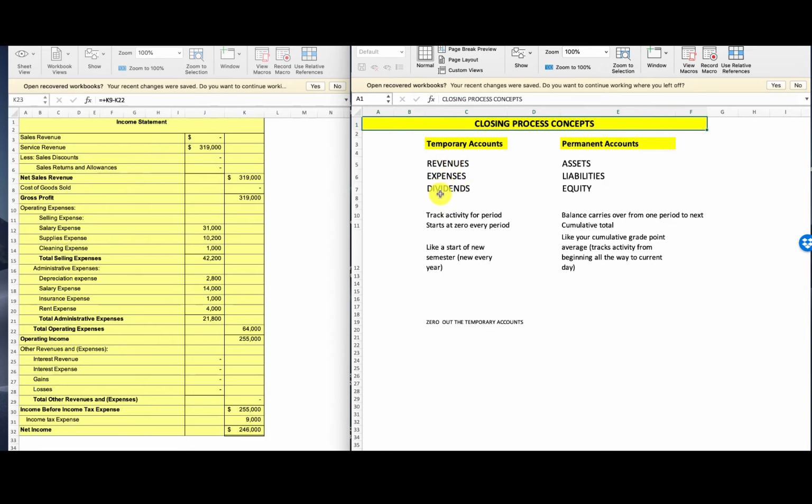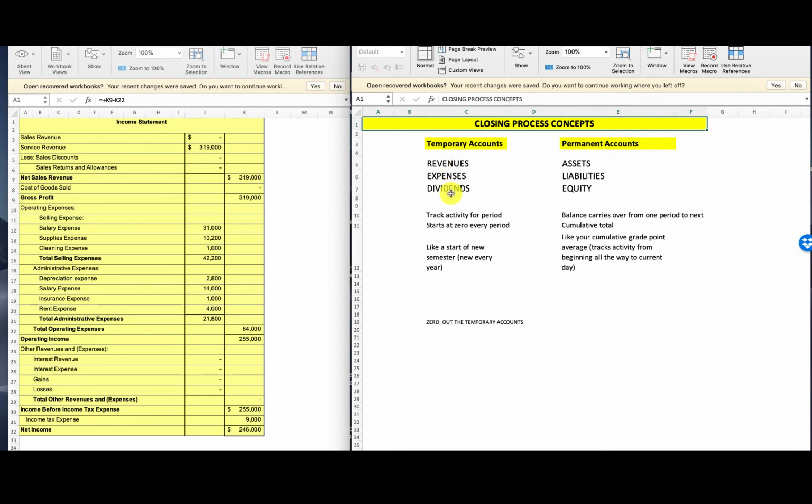So what's the point of temporary accounts? Well, remember, if you look at the income statement, the income statement is a period of time statement. It tracks activity from one period to the next. So it can track activity for a month, for a quarter, or for a year. So if you want the income for 2021, then at the beginning of 2021, you're going to start at zero. You're going to accumulate all the income and expenses for that year. And then when you get to 2022, guess what? You've got to start at zero again. Why? Because it's only tracking activity for a specific period of time.